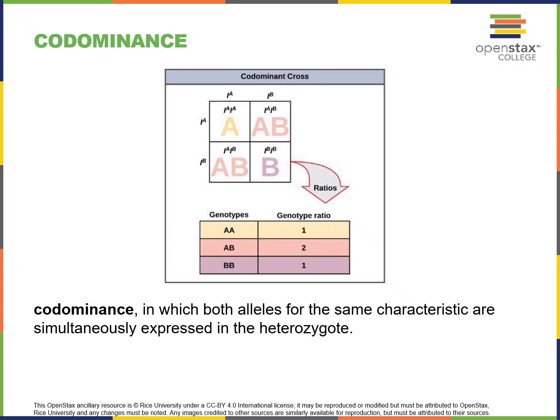Codominance is where both alleles for the same characteristic are simultaneously expressed in the heterozygote. Okay? That's different from incomplete dominance because in codominance, both parental alleles are fully expressed separately. And that's why in things like blood type, you see that some people have AB blood. So they are getting both the complete expression of the type A blood and the complete expression of the type B blood. Okay, so that's where both of those alleles are completely expressed in that heterozygote offspring.